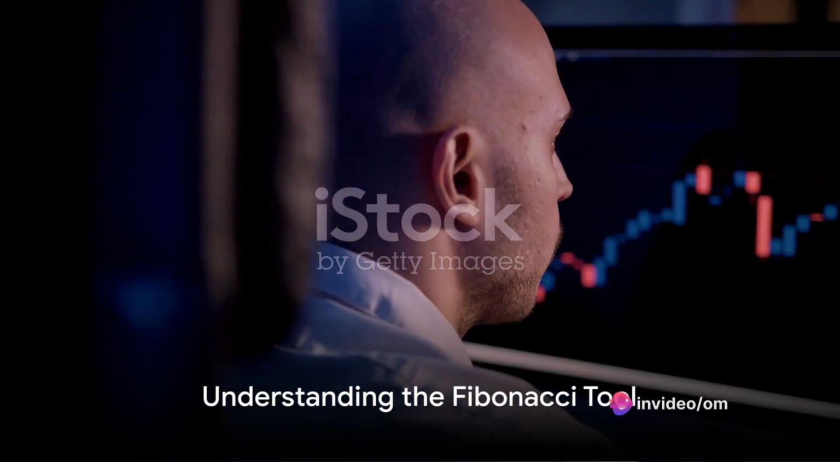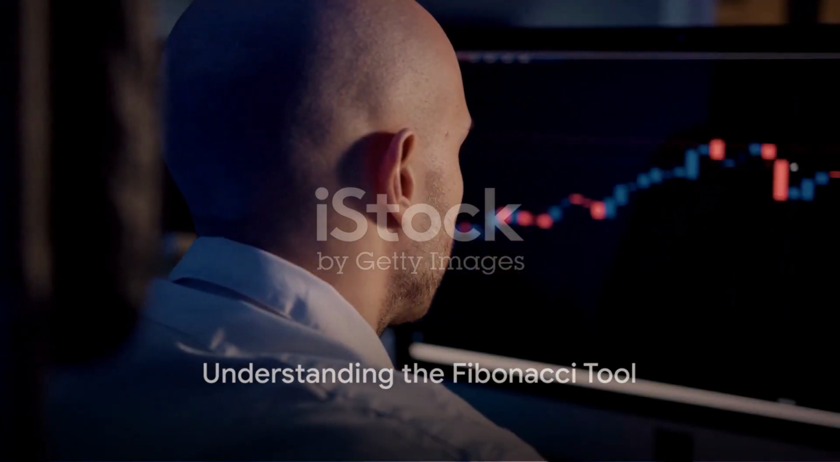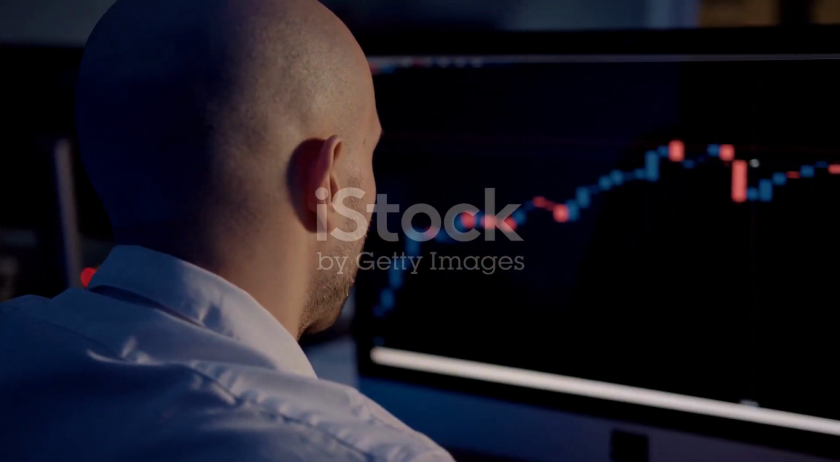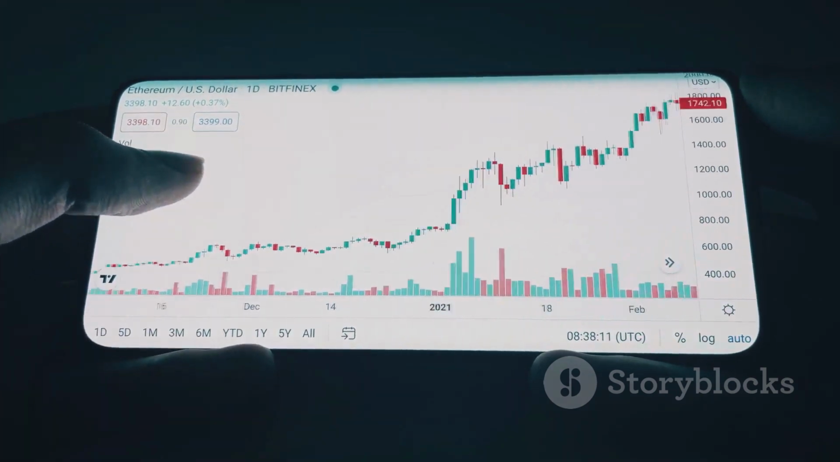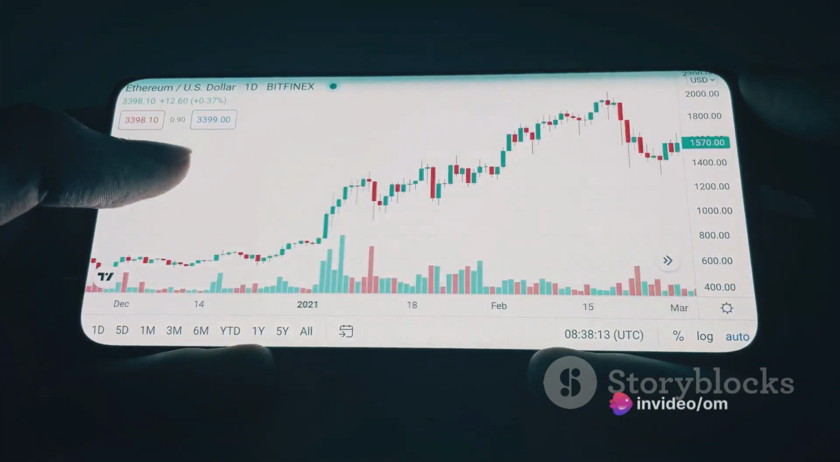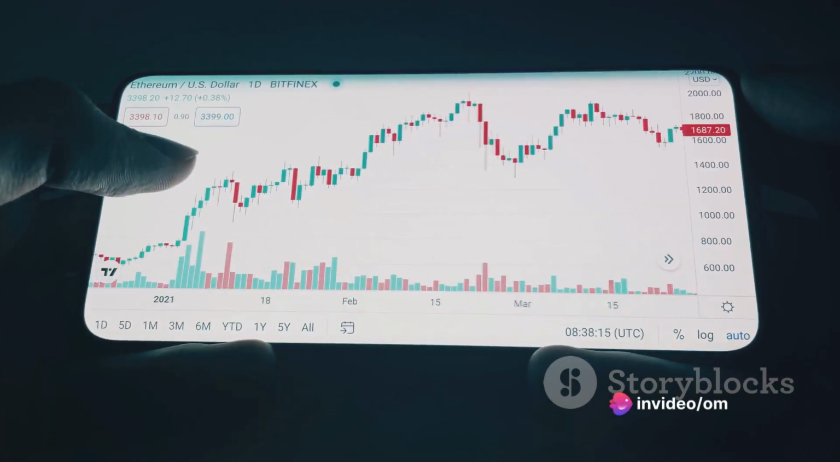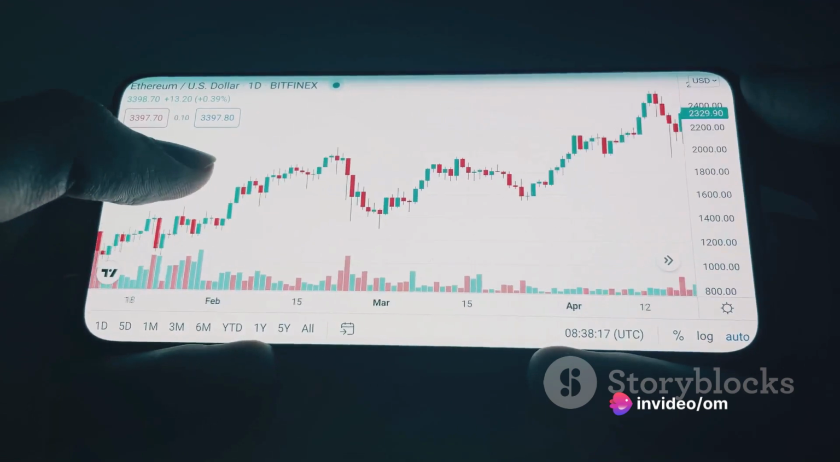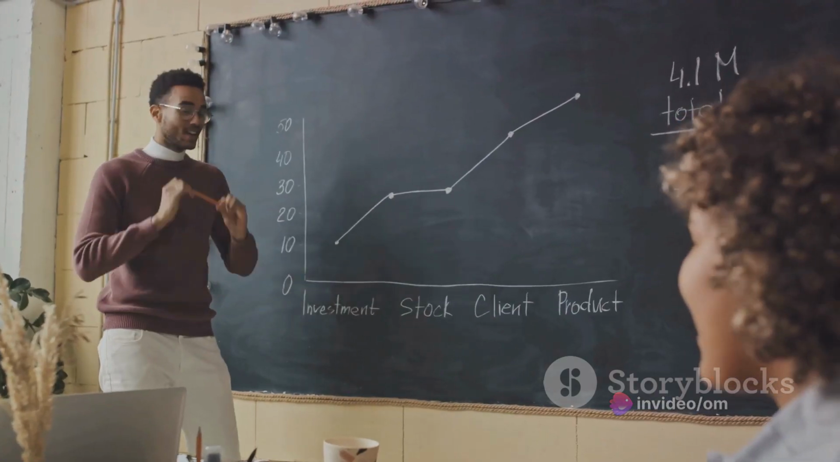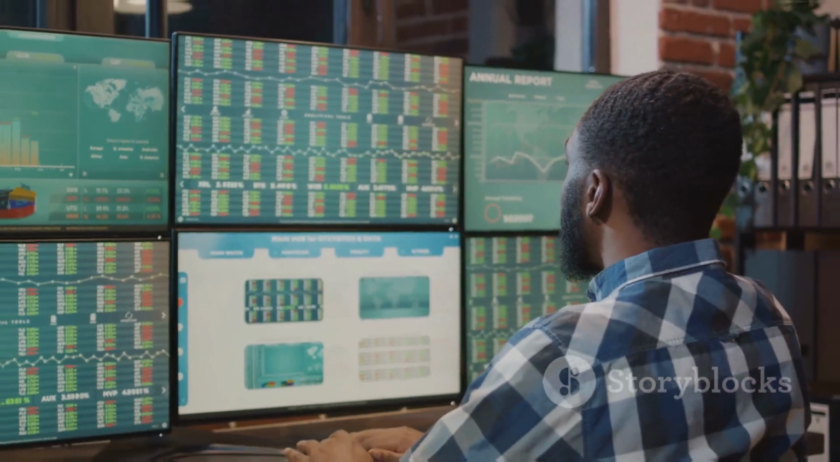In the world of trading, one of the most widely used and respected tools is the Fibonacci. Named after the famed Italian mathematician, this tool is based on a sequence of numbers where each number is the sum of the two preceding ones. But how does it work? How can it help to avoid false entries?